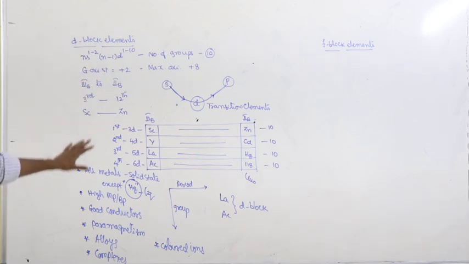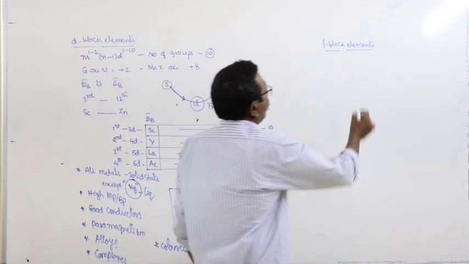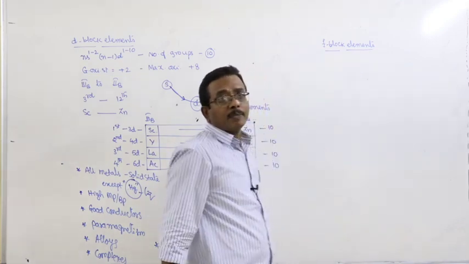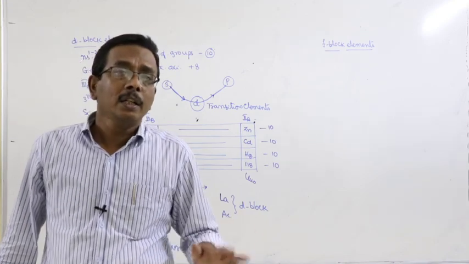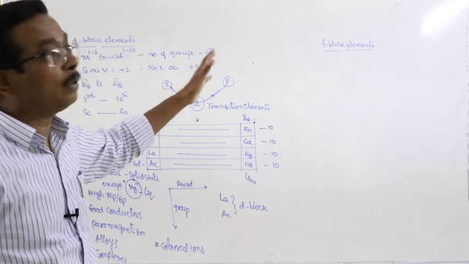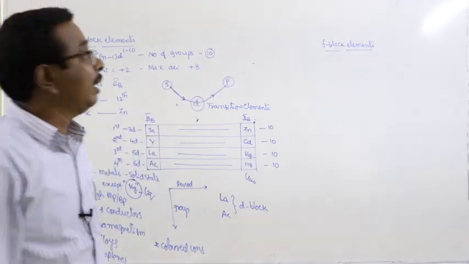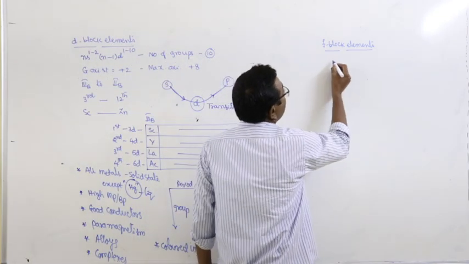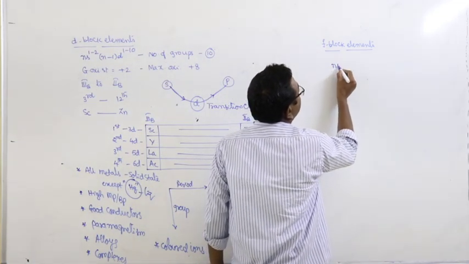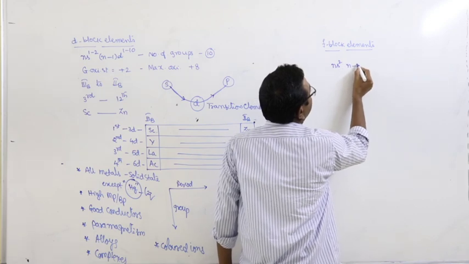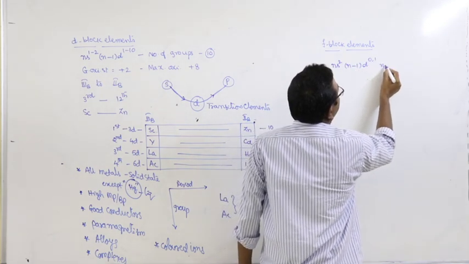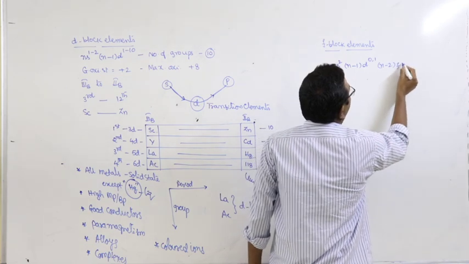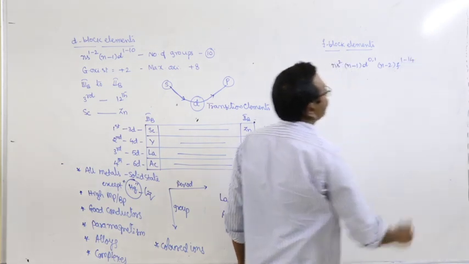This is about the important features of d block elements, right? What about the f block elements? The elements in which the differentiating electron enters into the f subshell are known as f block elements. And the general electronic configuration of f block elements is ns2 (n-1)d0,1 (n-2)f1 to 14.